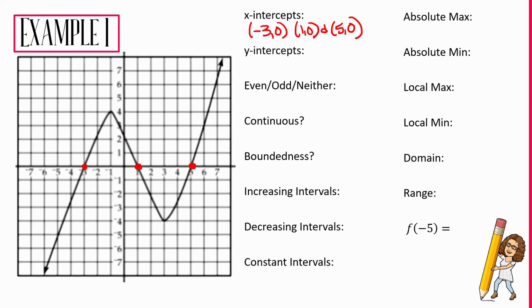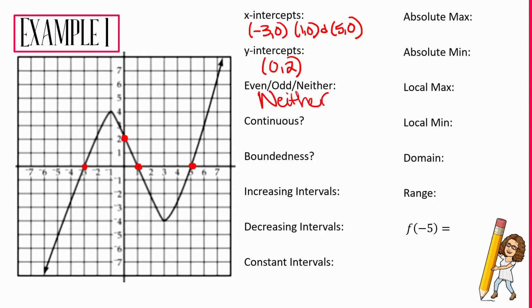My y-intercept is right here. That's where I'm crossing the y-axis. So in my case, my y-intercept is 0, 2. So now even, remember, that is y-axis symmetry. That's definitely not, because if I fold it on the y-axis, it's definitely not going to work. Odd, I am looking to see if I flip it over the x and flip it over the y, will it line up? And it's close, but this one would go from here to here, so it would not be a perfect match. So this is a neither.